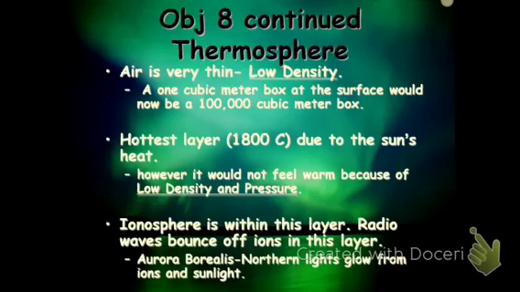And we'll talk about this more in class. The ionosphere is in this layer. Your radio waves bounce off of this layer, and also your aurora borealis, also known as the northern lights. They glow from the ions in the sunlight, so your aurora borealis or your northern lights are located out in the thermosphere.